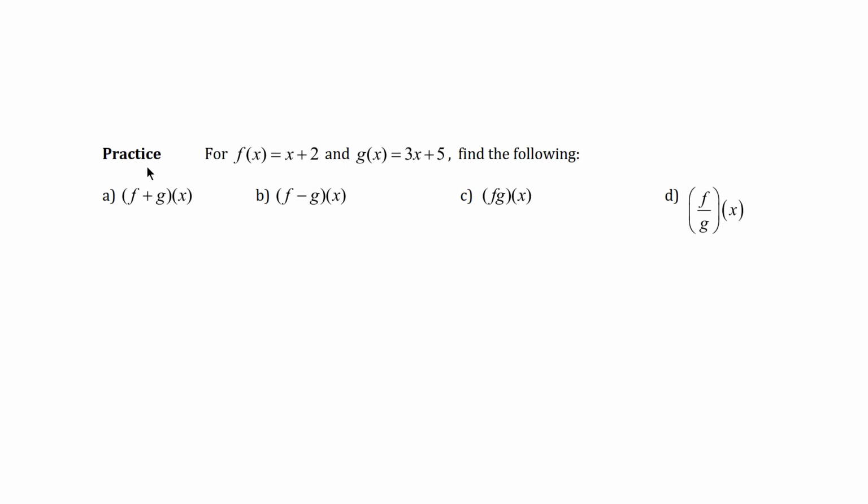Next, we have a practice problem. For f of x equals x plus 2 and g of x equals 3x plus 5, find the following. For part A, we have f plus g of x. For part B, we have f minus g of x. For part C, f times g of x. For part D, f over g of x. Alright, so go ahead and pause the video, work out each problem, and then check back with the video to see the solutions.